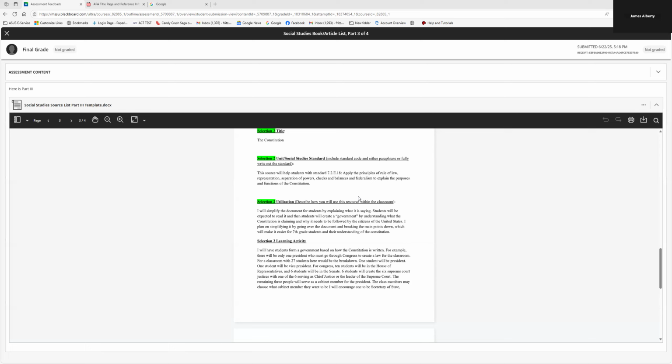If there's a classroom of 27 students, there's going to be one student who will be president and another student who will be vice president. For the Congress, 10 students will be in the House of Representatives and six students will be in the Senate, because this shows that the House is based on population. So there are 10 students in the House and 6 in the Senate. Another 6 students will be Supreme Court justices, and the remaining 3 people will serve as cabinet members.